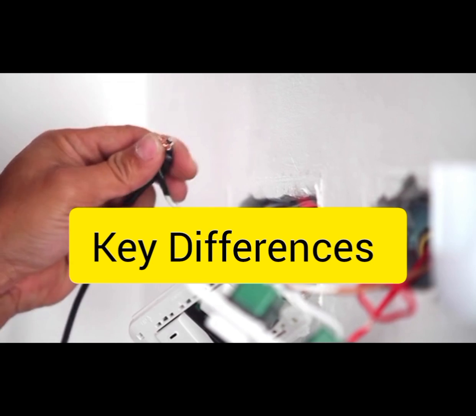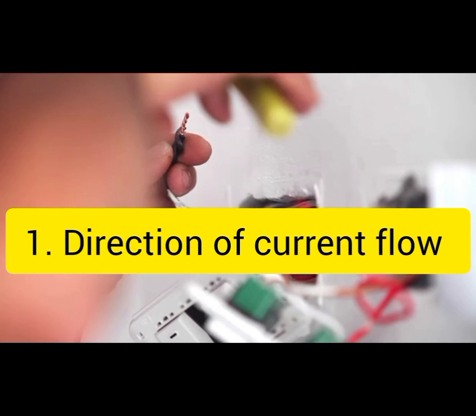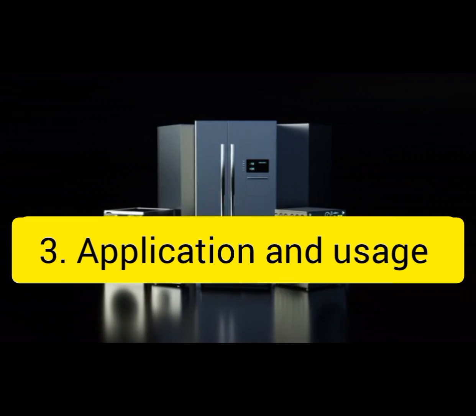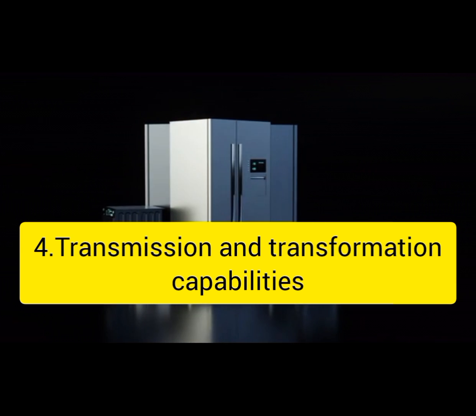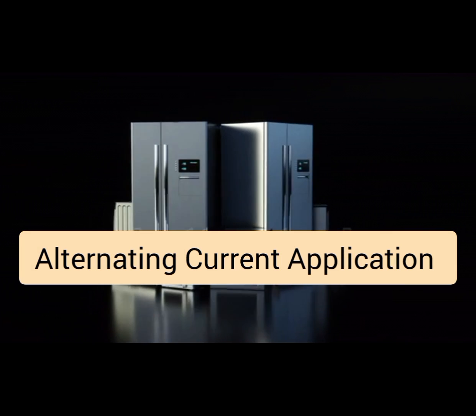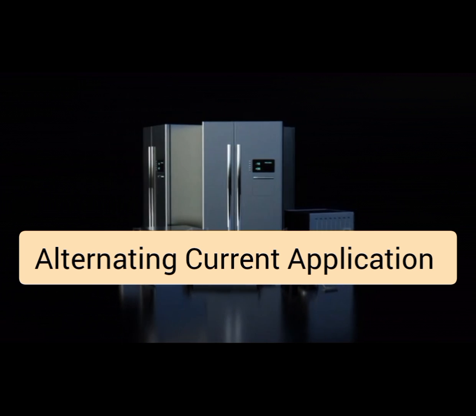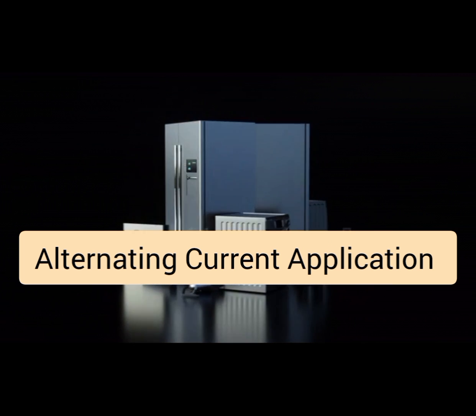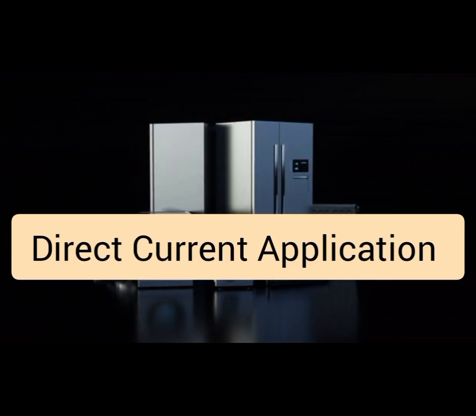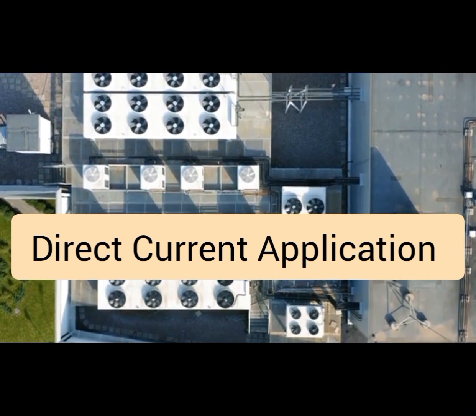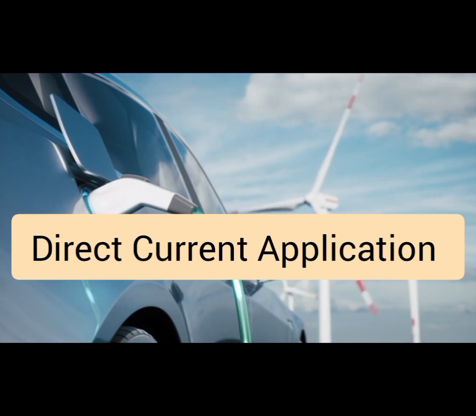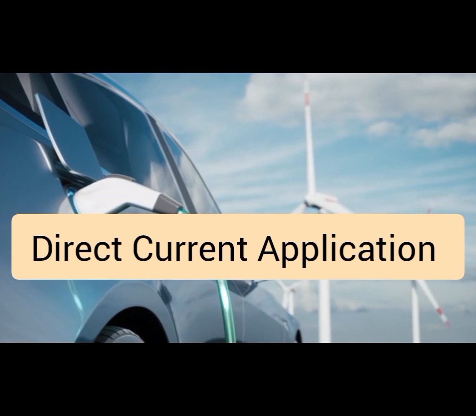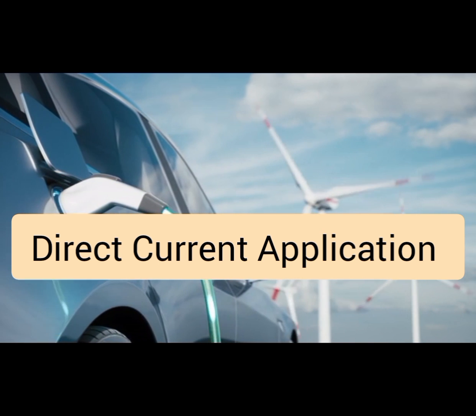Key differences: direction of current flow, voltage characteristics, application and usage, transmission and transformation capabilities. AC is typically used for power grids and household electricity, industrial power distribution, motors and generators. DC is typically used for electronic devices, automotive systems (cars, trucks, etc.), renewable energy systems (solar, wind, etc.), and battery-powered devices.